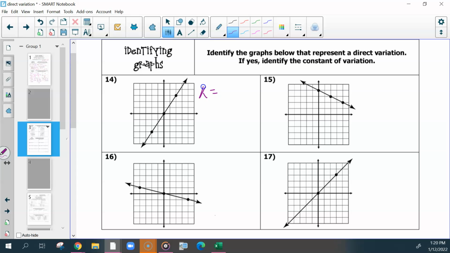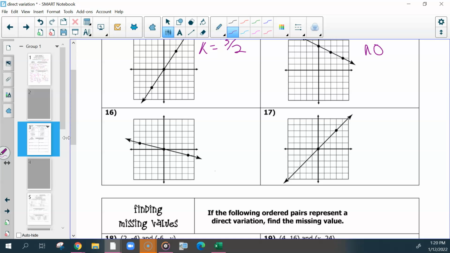What would k be for 14? 3/2. If we wanted to, we could write the actual direct variation equation, y equals 3/2x, but it's not necessary here. Is 15 a direct variation? No. It does not go through the origin. You can just check that. Is 16?